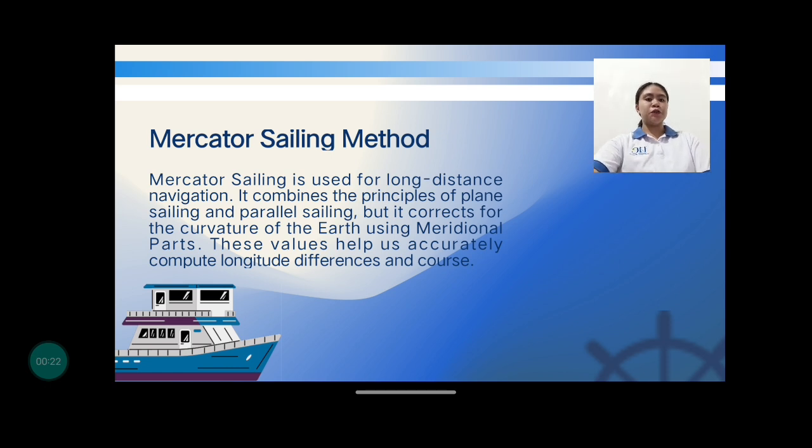Mercator Sailing is used for long distance navigation. It combines the principle of plane sailing and parallel sailing, but it corrects for the curvature of the Earth using meridional parts. So these values help us accurately compute longitude differences and course.